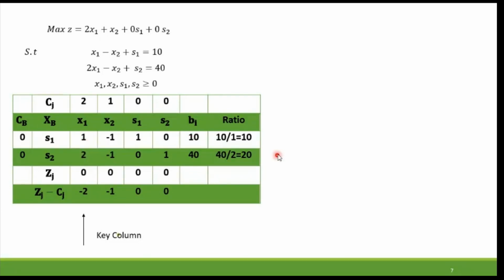Now we have to choose the minimum one. 10 and 20 में जो minimum है, that we have to choose. So 10 is the minimum. The first row becomes the key row. ठीक है? Now the intersection of key row and key column is called as the key element.